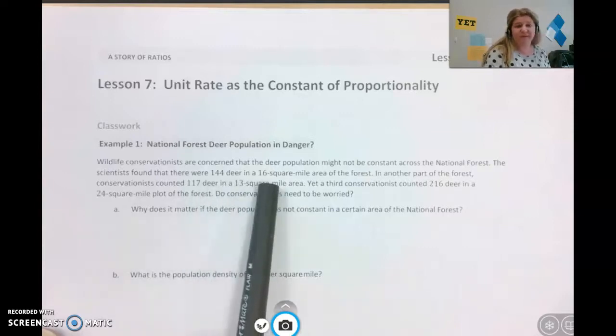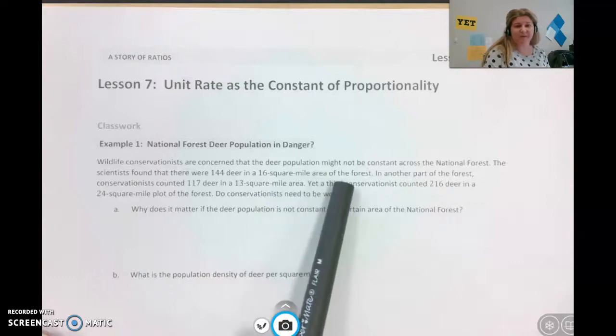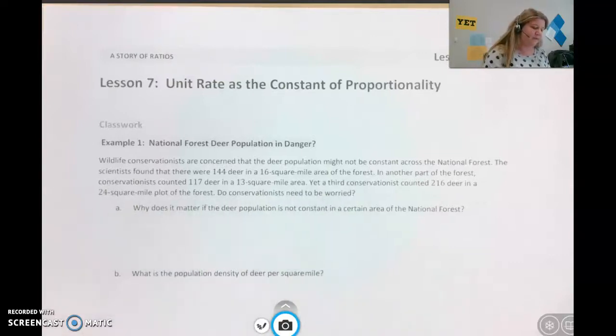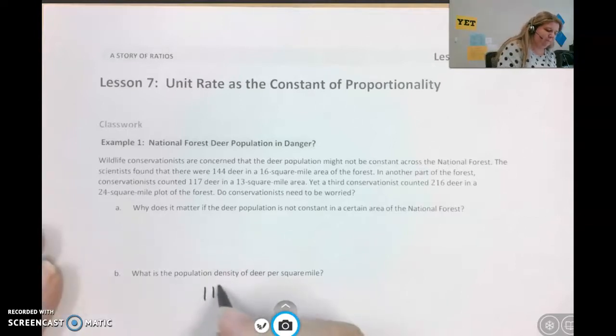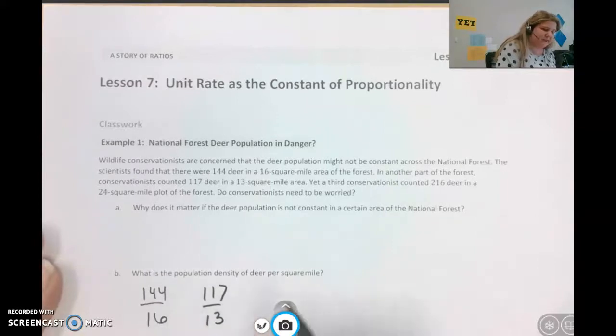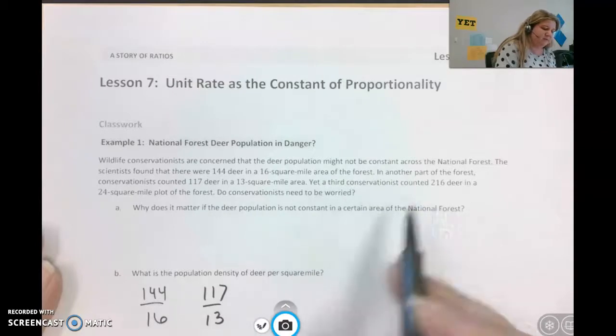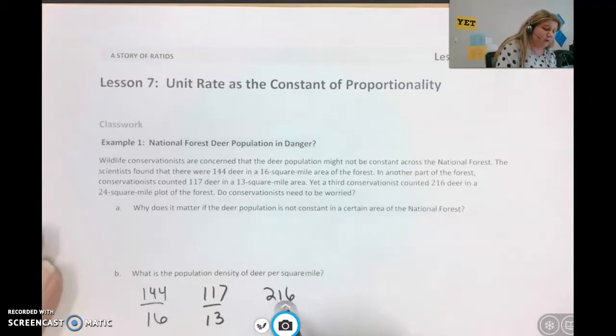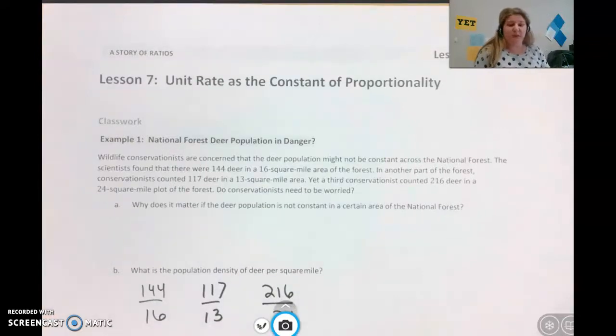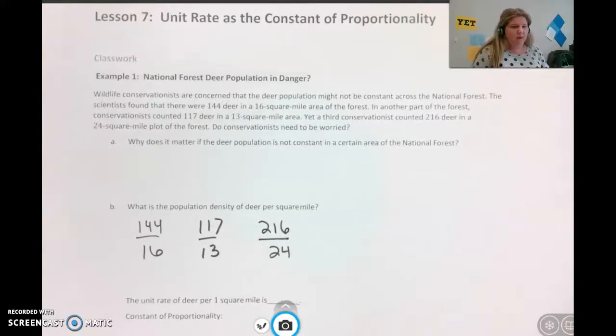So we have a situation where we are told scientists were doing some studies and they found there were 144 deer in a 16 square mile area of the forest, and in another part 117 deer in 13 square miles. Let's see, 144 and 16, and then a third area there were 216 deer in a 24 square mile plot of forest. So, first of all, why does it matter?